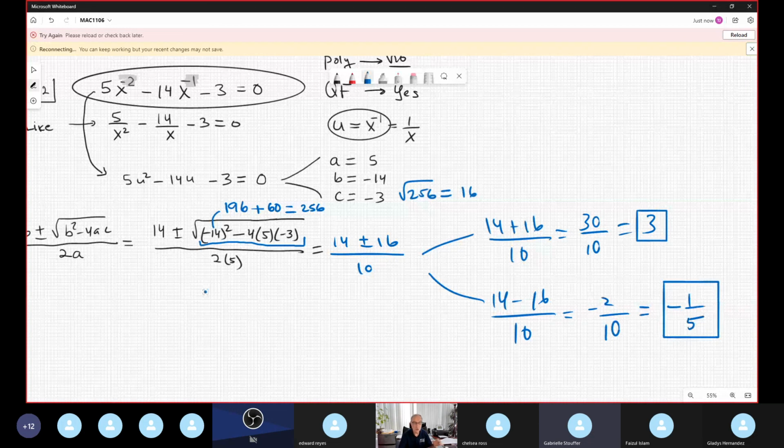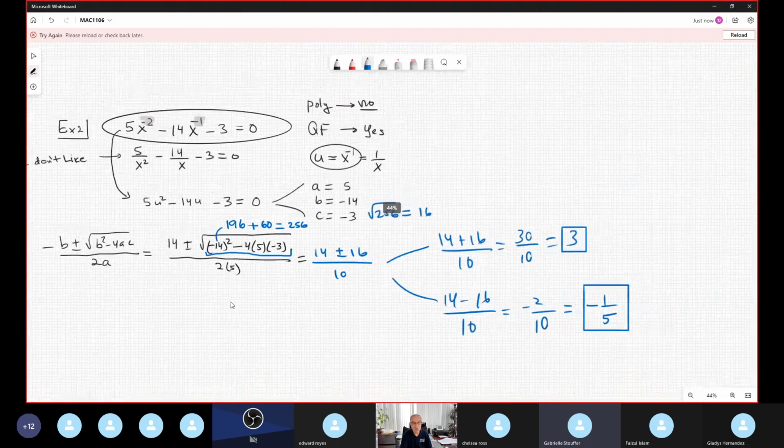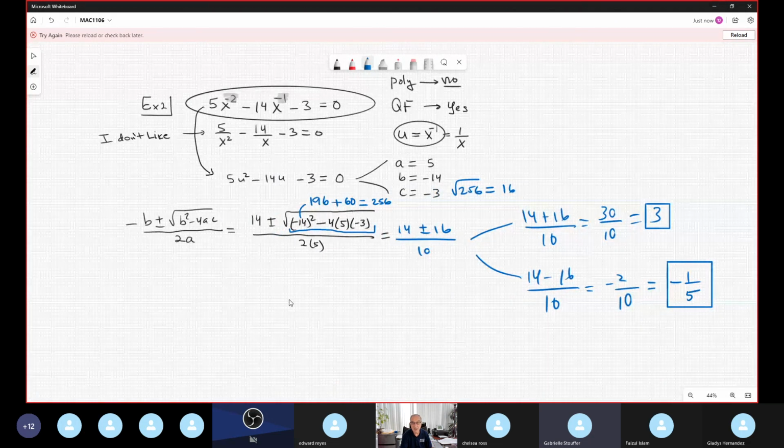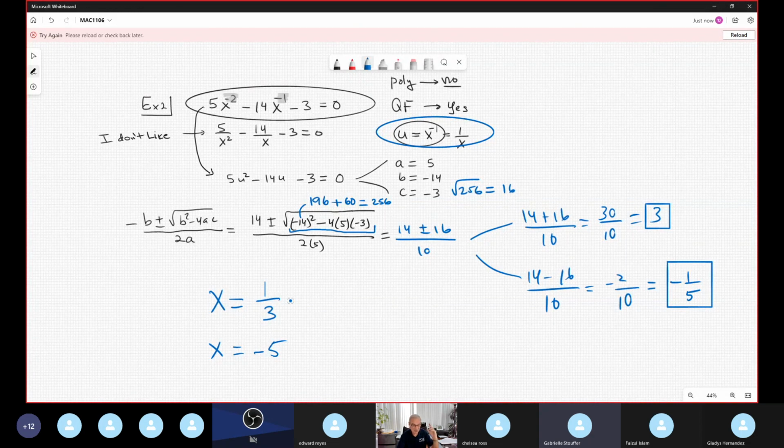And is this the solution? No. Why not? Because it's the u value. I need to find the x value. But what is the relationship connecting u and x? Reciprocal. Look at that, negative exponent, negative 1 exponent. So flip it. It's super easy. x equals 1/3, and x equals, flip it, negative 5. End of the story. Flip it because in this case it's just reciprocal. It's not necessary to write any equation, it's using common sense and logic. The solution set is 1/3, comma, negative 5, or negative 5, comma, 1/3.